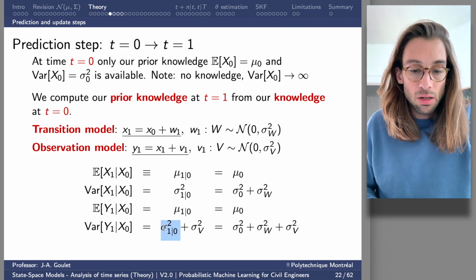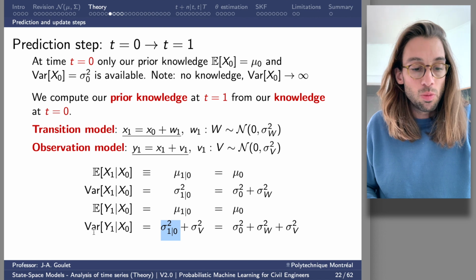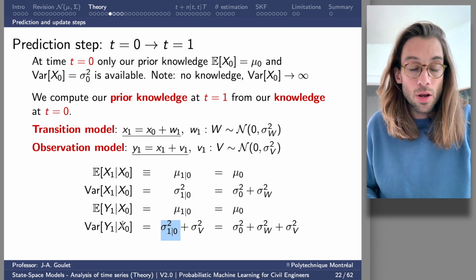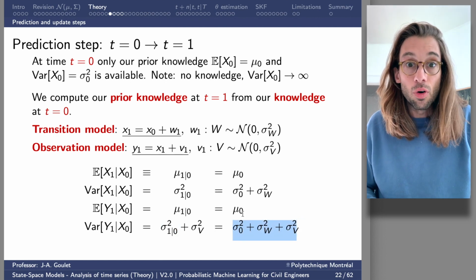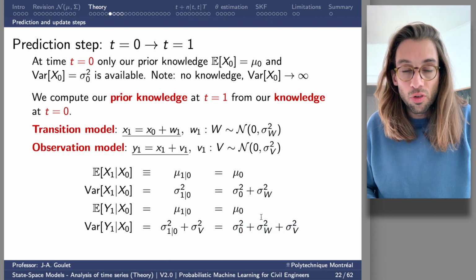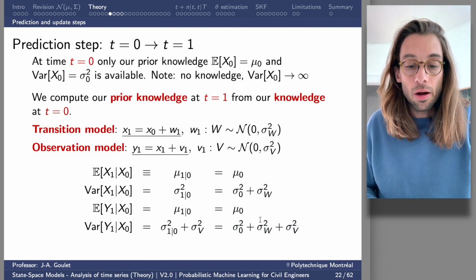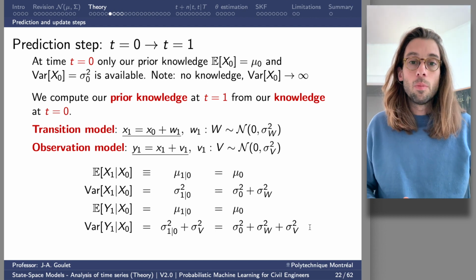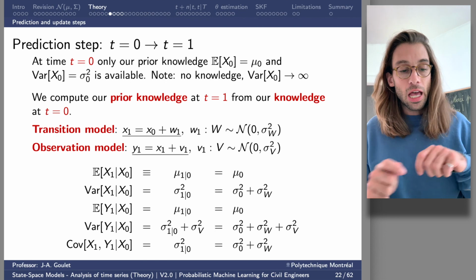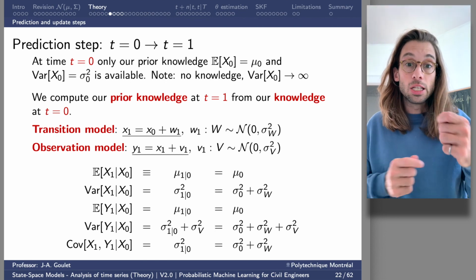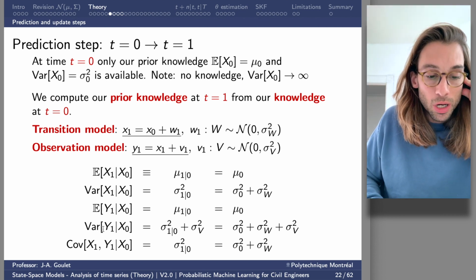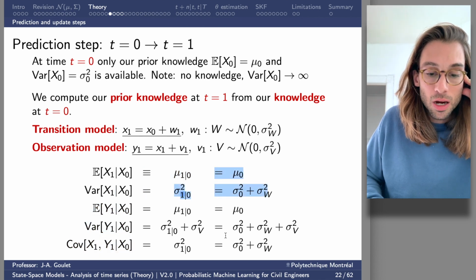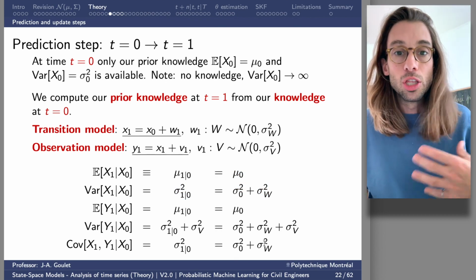And sigma 1 given 0 is sigma 0 squared plus sigma w squared, which makes the variance of y1 given my prior knowledge at x0 equal to the sum of these three terms: the initial variance for what could be the temperature, my transition error, and the variance for my observation error. And finally, the last term I need to calculate is the covariance between x1 and y1. Okay, my covariance between x1 and y1, the term that is in common between the variance of y1 and the variance of x1, is sigma 1 given 0. This is the term I have here. So sigma 1 given 0 is sigma 0 squared plus sigma w squared.